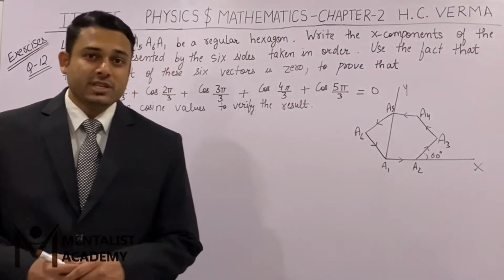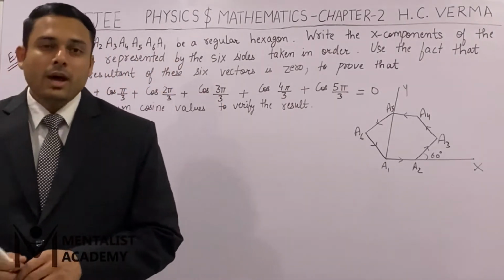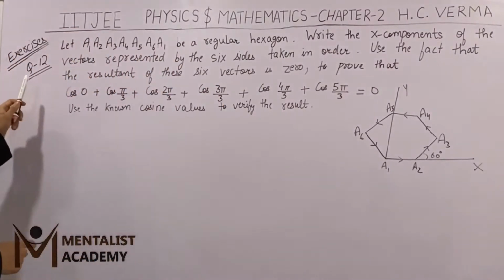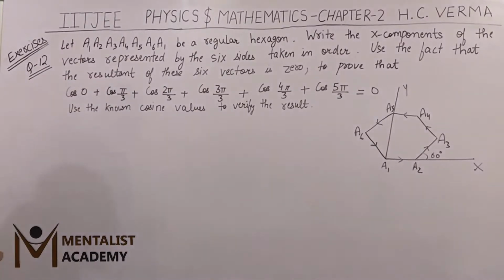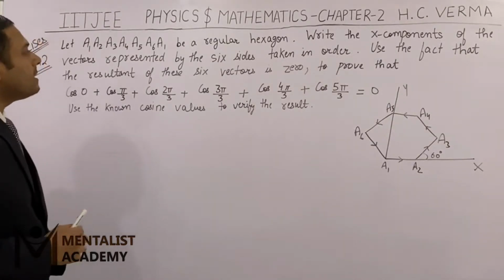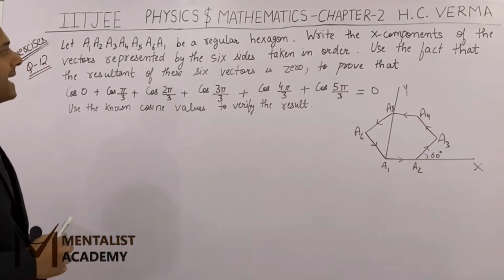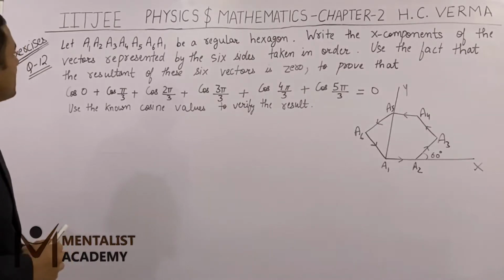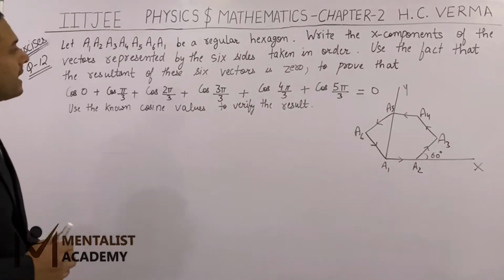We are doing some questions from the H.C. Verma book, from the exercises. This is question number 12. The question says, let A1, A2, A3, A4, A5, A6 be a regular hexagon. Write the x components of the vectors represented by the 6 sides taken in order.